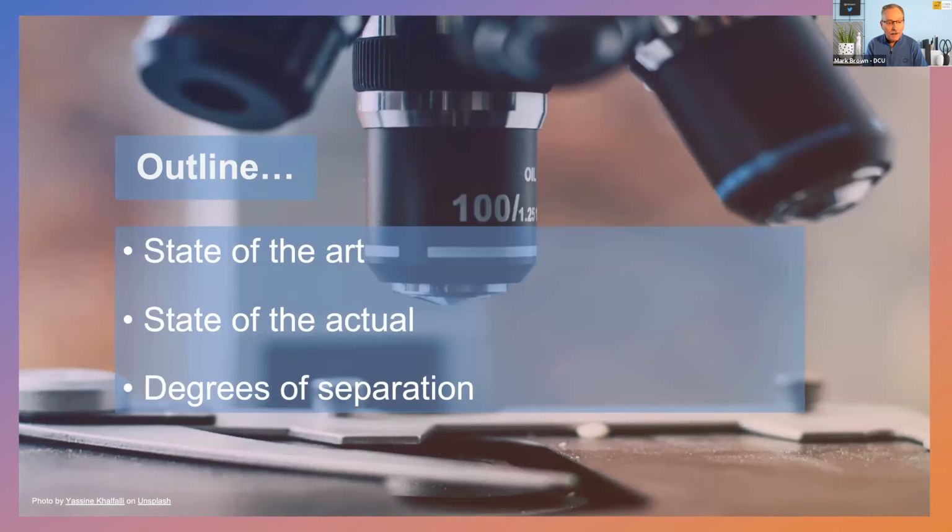I have a sort of formula that I use. I'm going to talk about the state of the art very briefly, the state of the actual that probably most of us are experiencing, but I want to do that by drawing on what the research and published literature says. And then I want to stretch out what I'm calling the degrees of separation, some of the tensions, contradictions, and gaps, if you like, in the literature from a recent piece of work that we've completed.